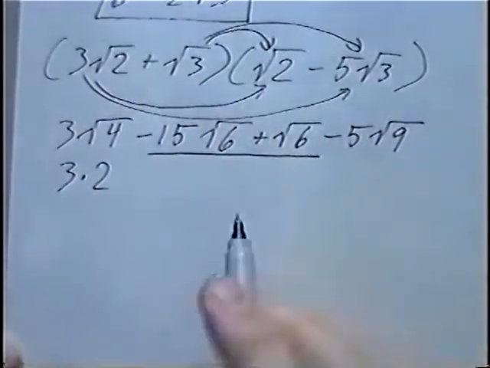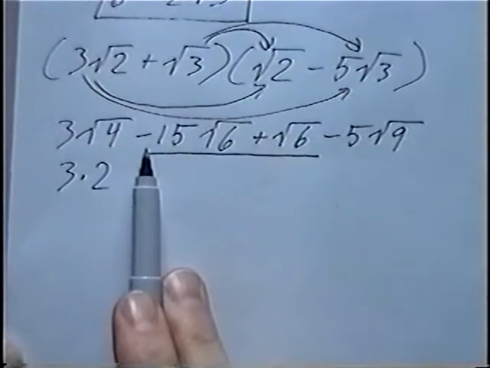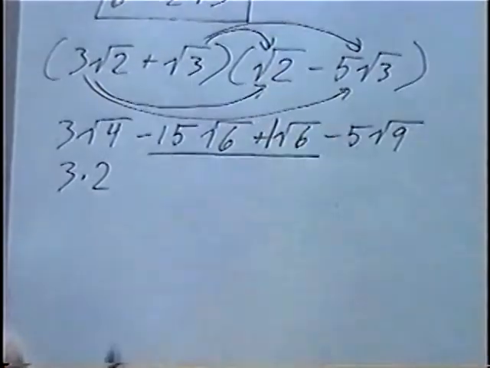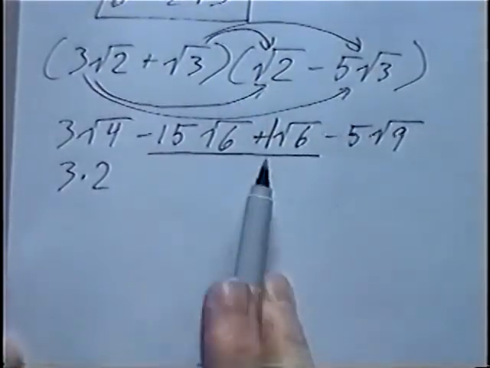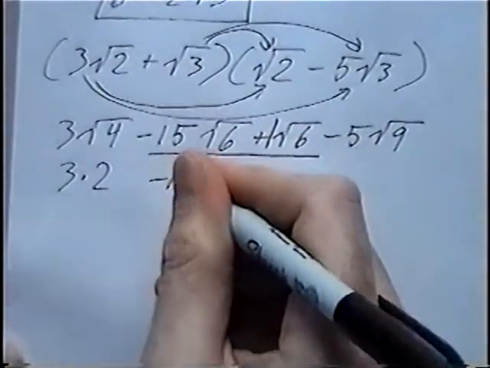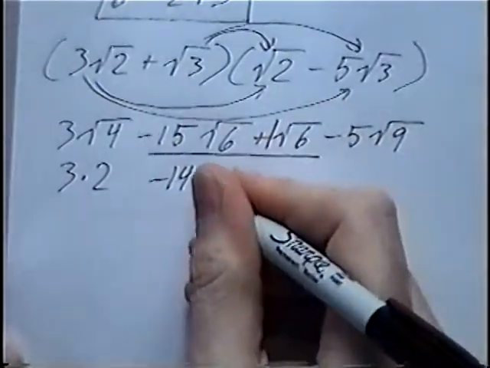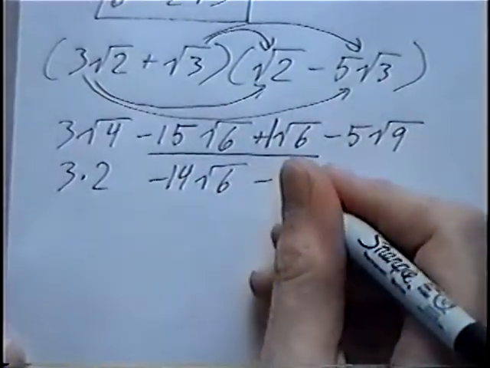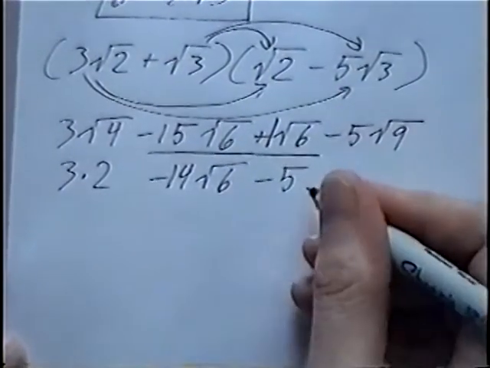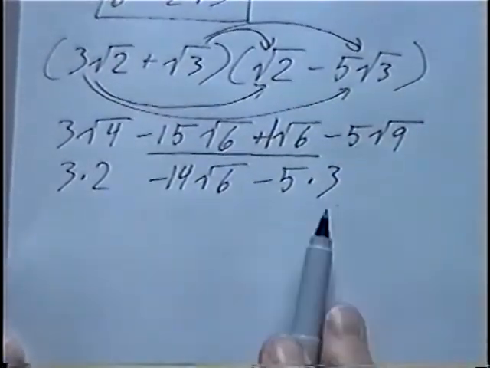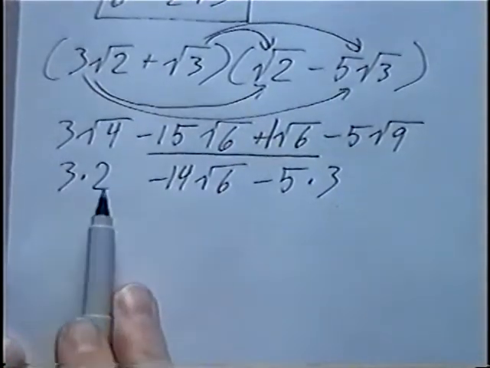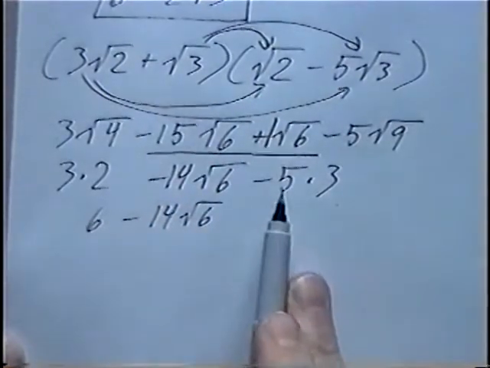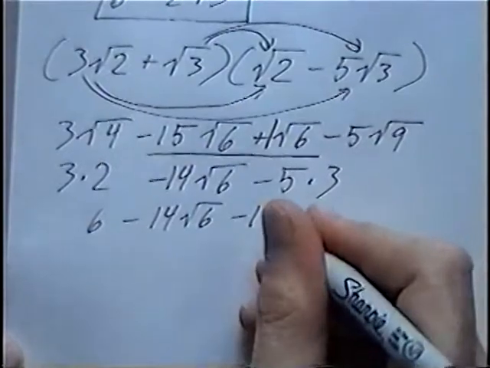These middle terms have the same radical or same square root. We have negative 15 radical 6 plus 1 more radical 6. We can put a 1 as the coefficient. Negative 15 plus 1 would be negative 14. And radical 6 would stay the same. And the last term, negative 5 radical 9. The radical 9 or square root 9 would be 3. So we can change that to multiplying by 3. 3 times 2 would be 6. Minus 14 radical 6. And negative 5 times 3 would be negative 15.